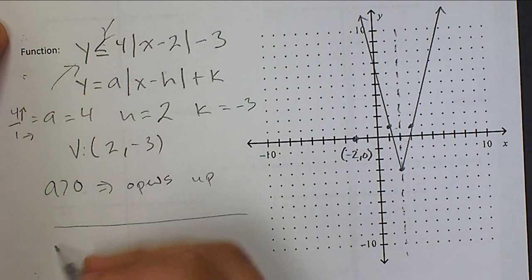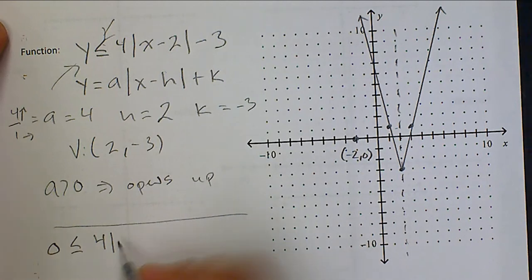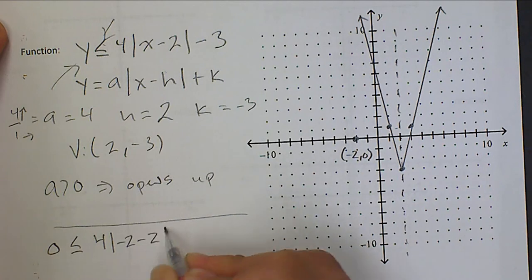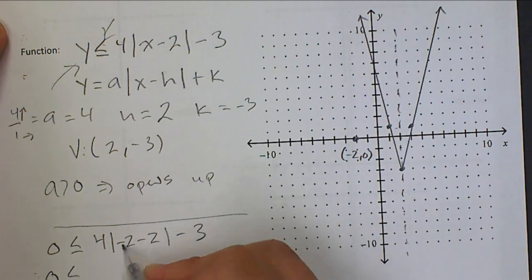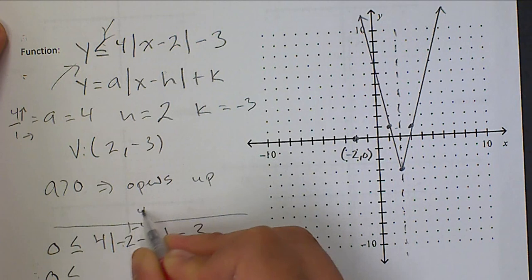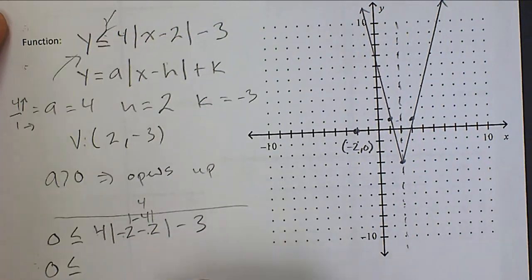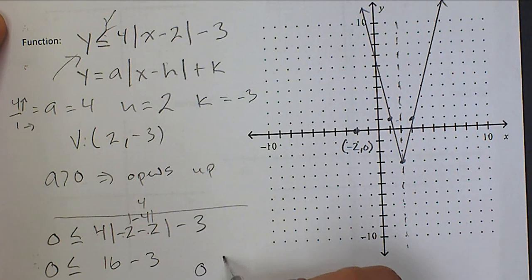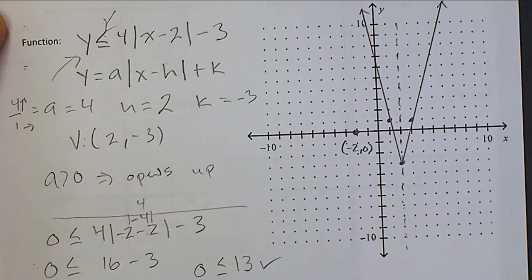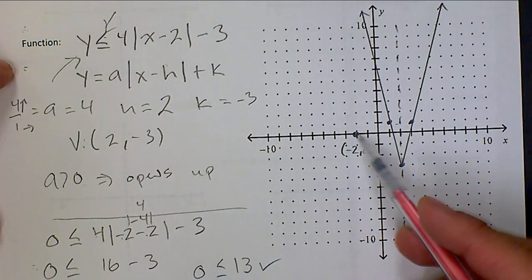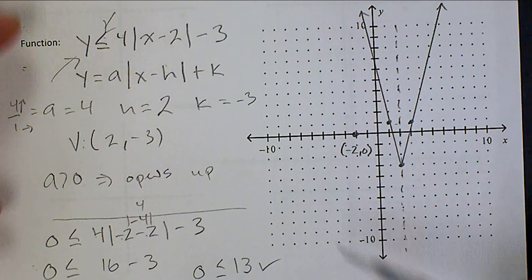From the point, 0 is less than or equal to 4 times the absolute value of negative 2 minus 2, minus 3. I get 0 is less than or equal to, negative 2 minus 2 is negative 4. Absolute value of negative 4 is positive 4. 4 times 4 is equal to 16, minus 3. And then what I get is 0 is less than or equal to 13, which is true. So that's a true statement. My test point came from an area that was true, so this belongs as part of the solution set.